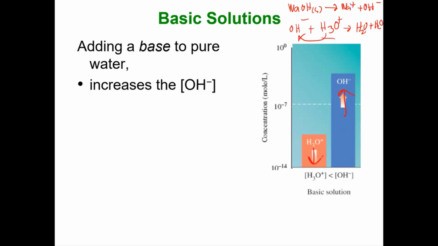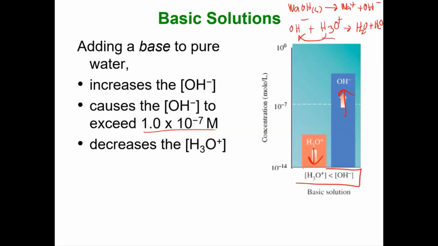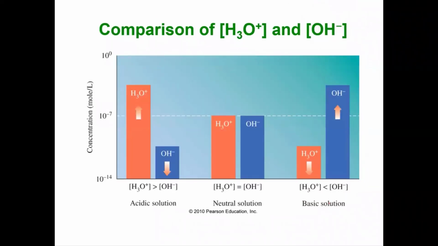So when hydroxide increases, the hydroxide will be bigger than 10 to the minus 7. The hydronium will decrease. And what do I see? The hydroxide concentration is greater than hydronium under basic. So what do we know? When these concentrations are equal, I'm neutral, right?